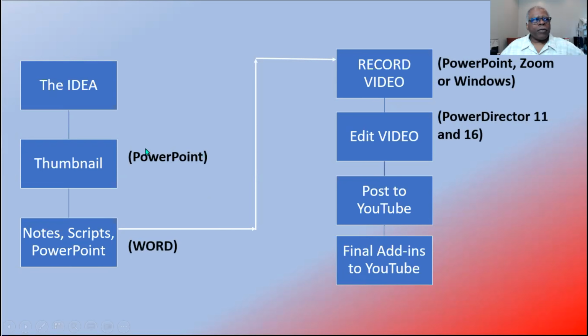So we've covered the generation of the idea. That can come anytime. You don't even have to be at home to come up with that. We've gone over thumbnails produced in PowerPoint. We've gone over all the notes, scripts, and PowerPoint text that is generated in Word, and also the PowerPoint that is generated for the video. We talk about recording the video in one of three formats, editing the video, posting it to YouTube, and then final add-ins to YouTube. Now there is one other file that's not listed on here.